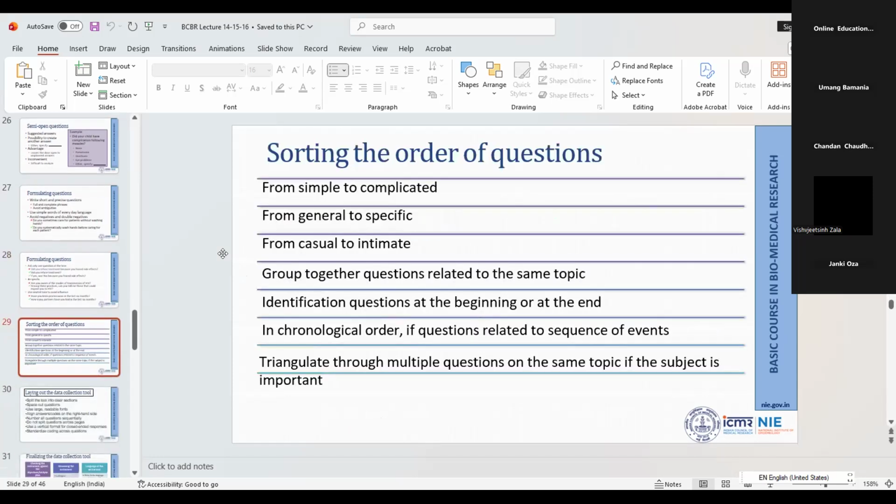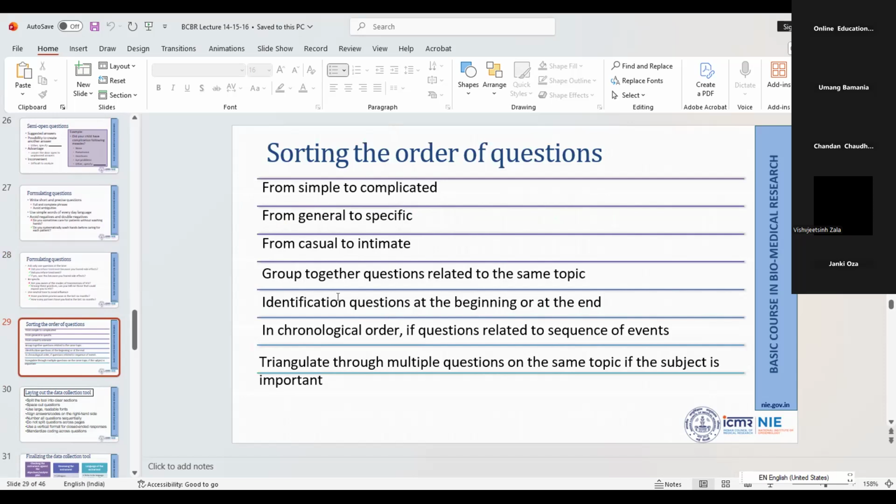Now, the next important thing is sorting the order of the questions. The questions should be sorted to maintain the flow. It should start from simple to complicated. First, we'll ask simple questions, then go for complicated ones. Go from general to specific questions, from casual to intimate. First, we'll ask about casual socio-demographic information like age and residence, and then go for the sensitive topics. So it is a better way.